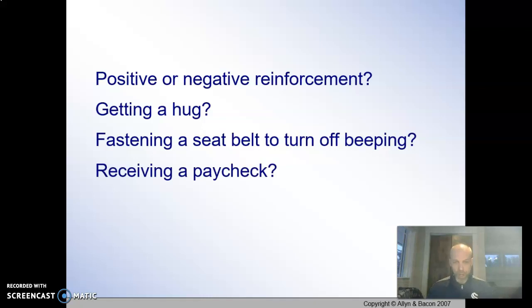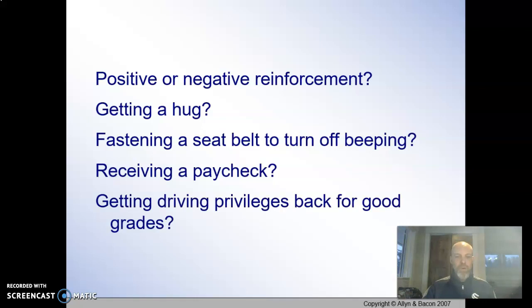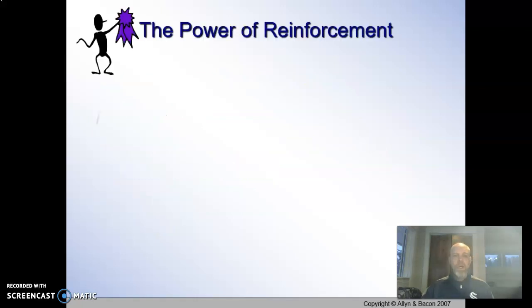Receiving a paycheck: I do good job work, here's your money. That's positive reinforcement. And then getting driving privileges back for good grades. This again would be positive reinforcement. I'm giving you something for doing something that I want you to continue to do. I'm going to come back to that example though in a few minutes because you can look at the implication of why the person would need to get driving privileges back in the first place. Okay, so we'll come back to that later.